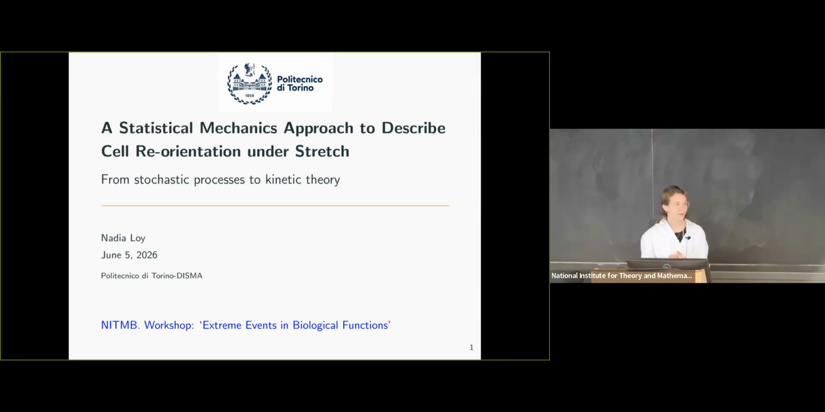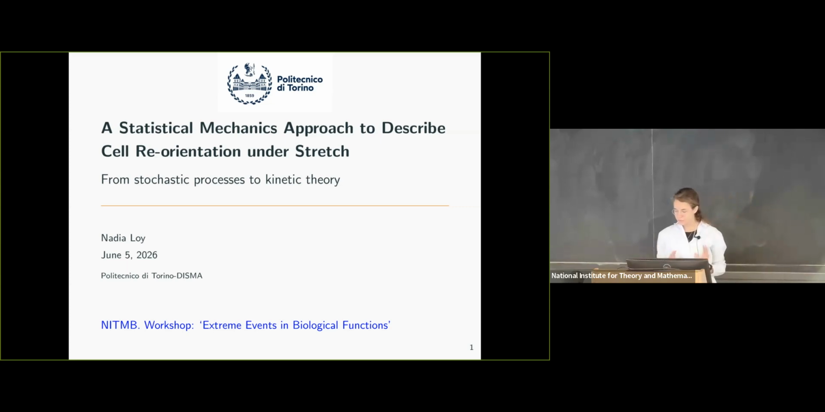And I would like to thank the organizers for this very interesting workshop and for giving me the opportunity of being here today. So I actually work in kinetic theory, not the classical one, so in kinetic theory for multi-agent systems. And in particular, one of my main research interests lies in cell migration.